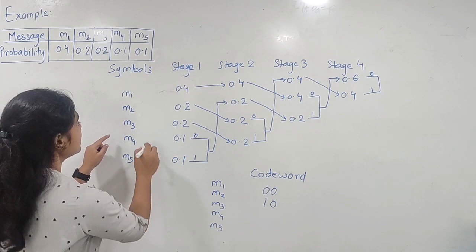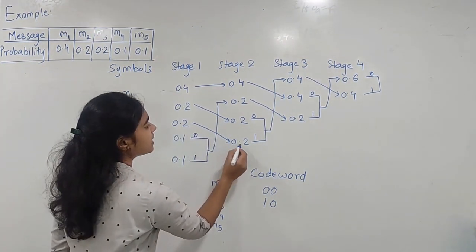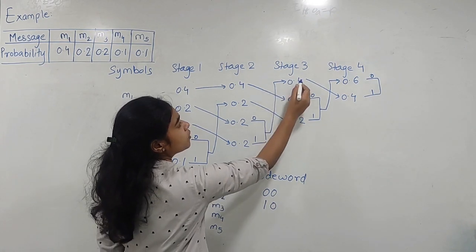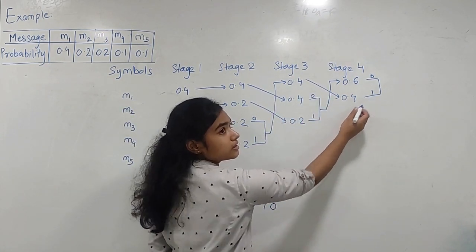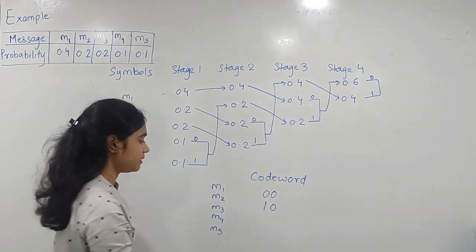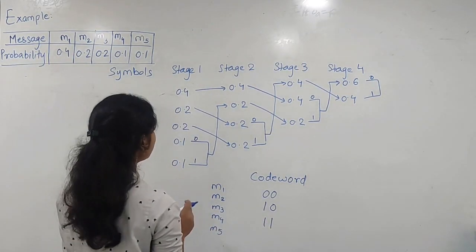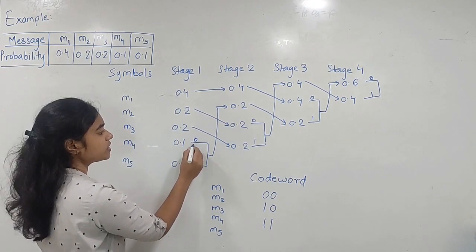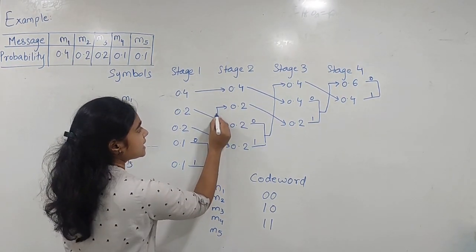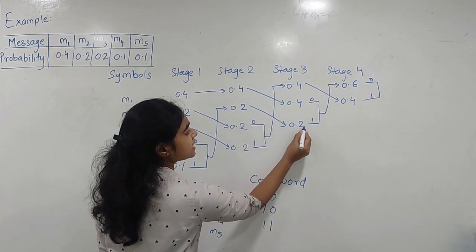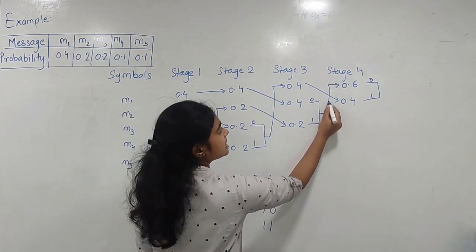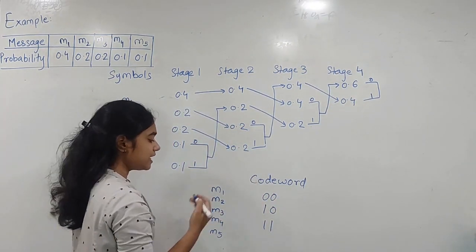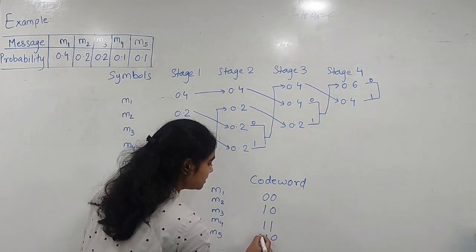Then for M3, tracking the arrows. See, we encounter 1 first and then we go up. We encounter again 1. So for M3 it's 1, 1. Now for M4, we first encounter 0. So it's 0 and then it's 1 and then it's again 0. So it's 0, 1, 0. From right hand side to left hand side, it's 0, 1, 0.